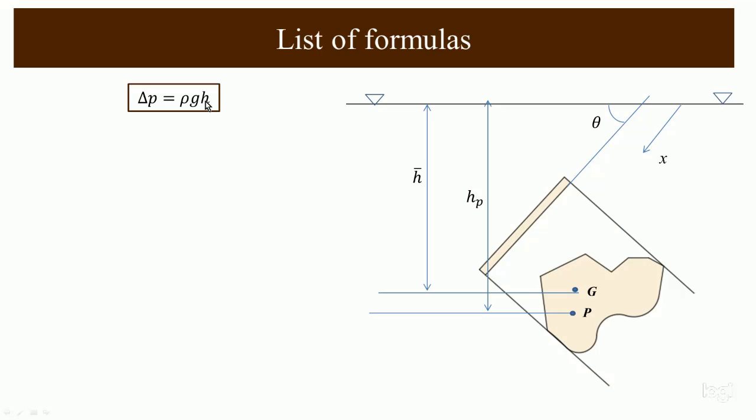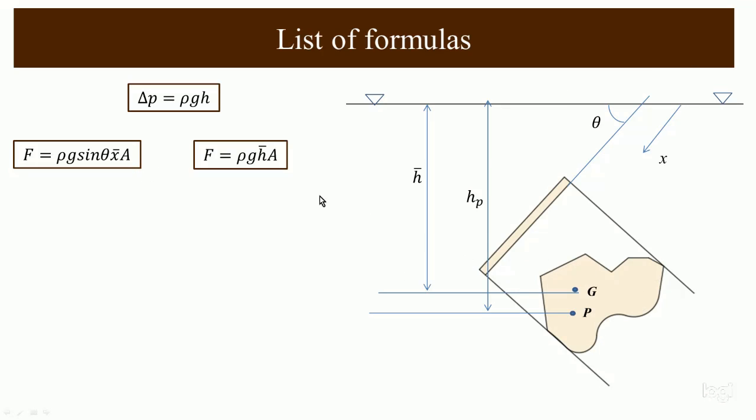which is the hydrostatic law. We had taken the total pressure force is equal to rho g sine theta x bar, which is the distance of the centroid along this inclined line, into the area of the inclined surface, and F is equal to rho g h bar A. h bar is this distance, okay, the vertical distance.